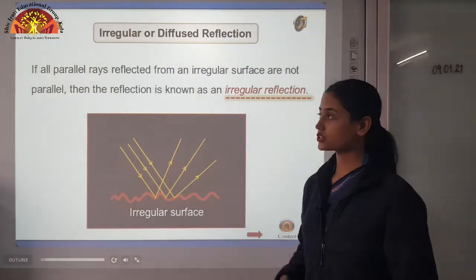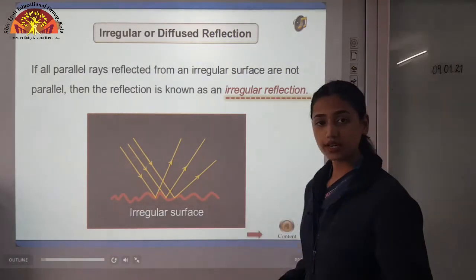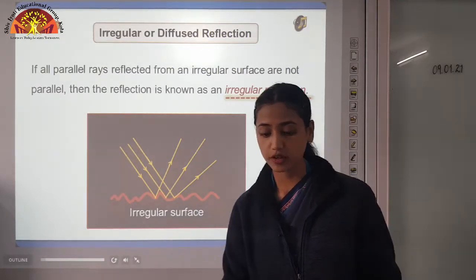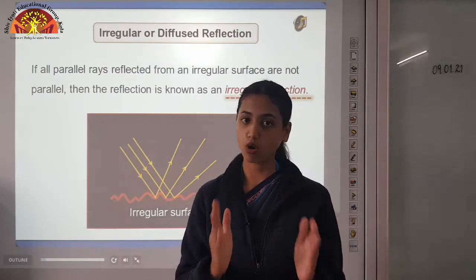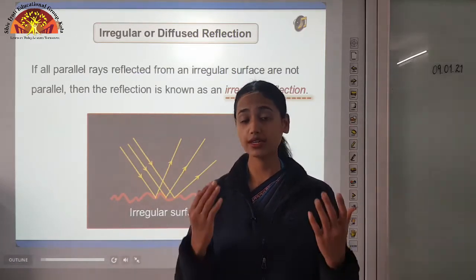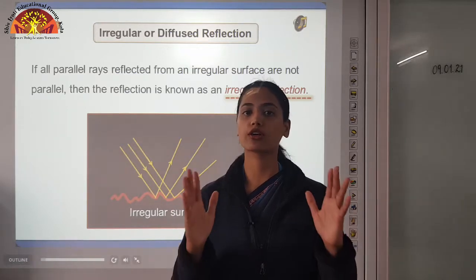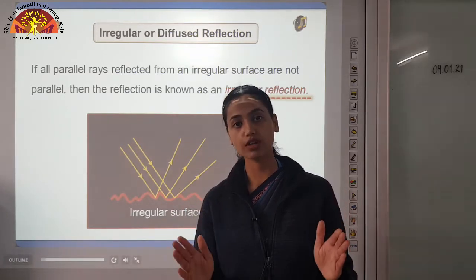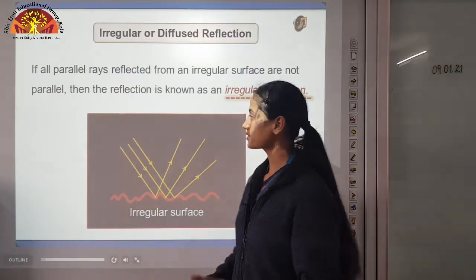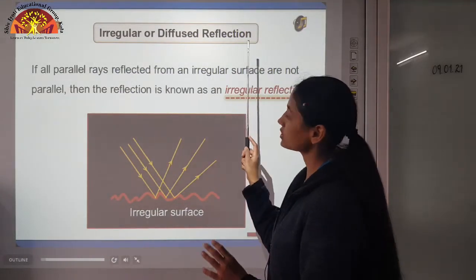Another type of reflection is irregular or diffused reflection, which is done by the rough surface. Now imagine you are standing in front of a wall. So will you be able to see your image on that wall? That wall is reflecting light rays, but we are not able to see our image forming on that wall. Why? Because the wall is a rough surface, and on rough surfaces irregular reflection is performed.